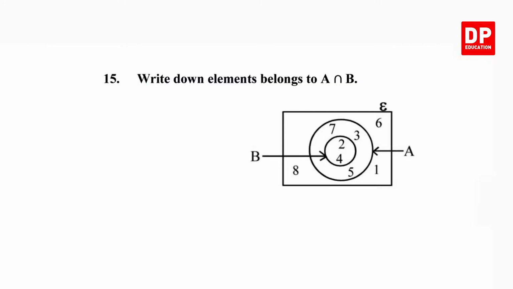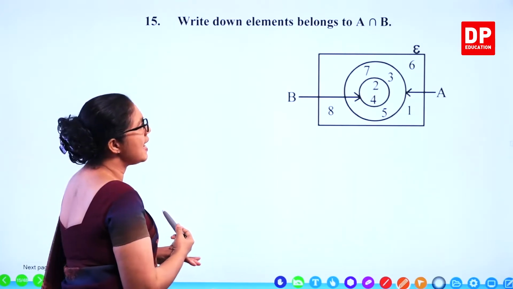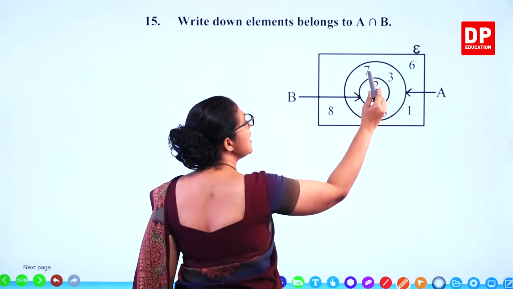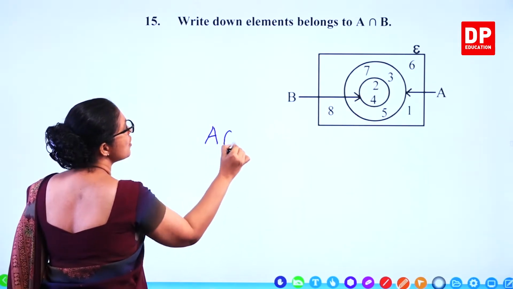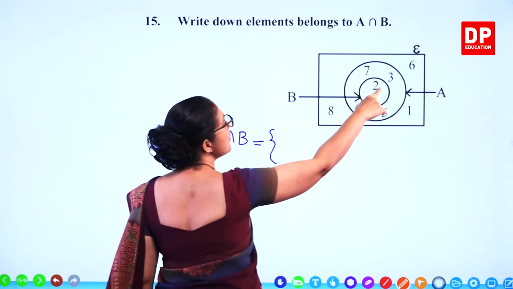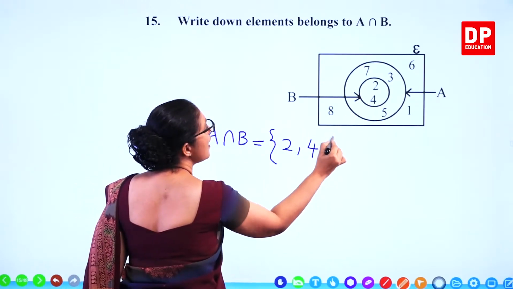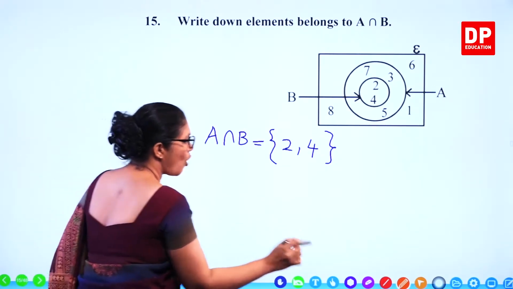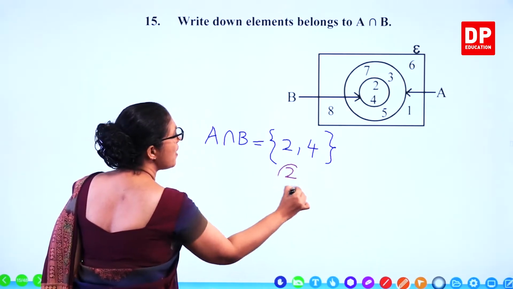Question number 15. Write down the elements belonging to A intersection B. What is A intersection B? A is the big circle, the smaller one is B. The common terms for both. A intersection B is the common terms. So what's that? That is 2 and 4. So you can write A intersection B is 2 and 4, common for both A and B. 2 marks.